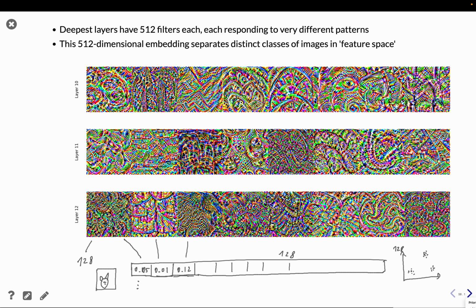And I really encourage you to try this out. Take a number of images from different classes, feed them to the network, take the embedding vectors, and plot them, for instance, with t-SNE, and you will see how they will beautifully cluster together. Now, that's it for now. In the next lecture, we're going to look at other ways to interpret the models.